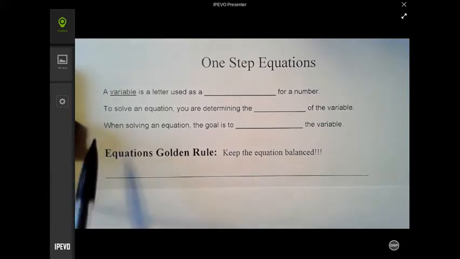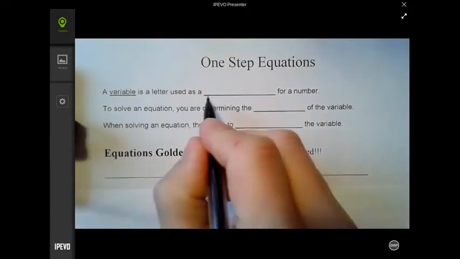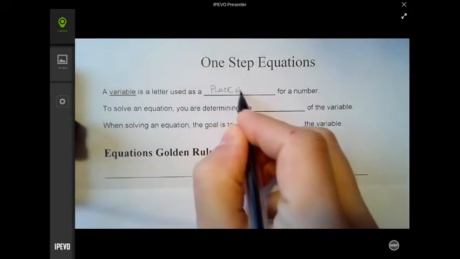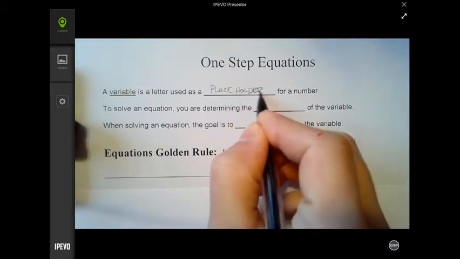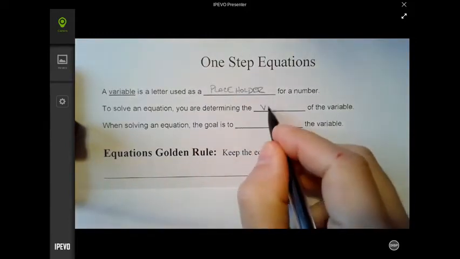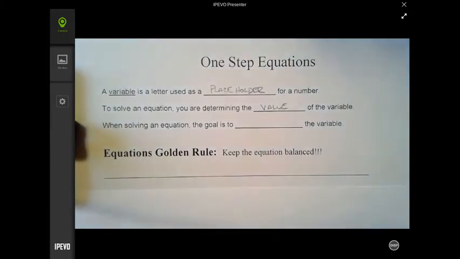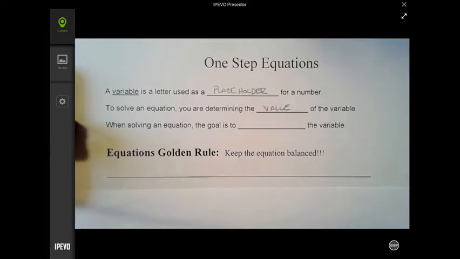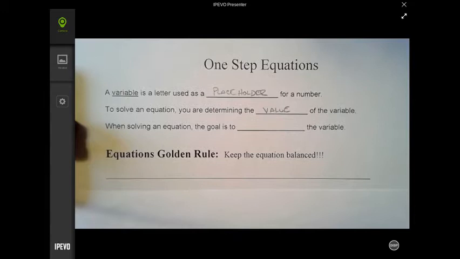The first is a variable. Remember, we worked with variables in expressions as well, that a variable is used as a placeholder. A variable is a letter that's used as a placeholder for a number. We're going to be solving equations. And when you solve an equation, that means that you are determining the value of the variable. In expressions, I would give you the value of the variable, but your goal when you solve an equation is to determine what that value is going to be.